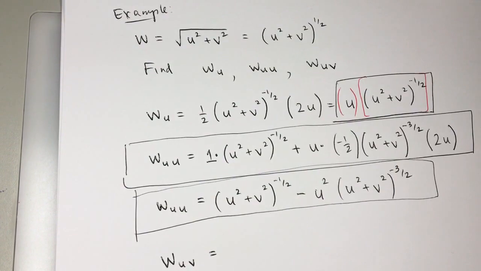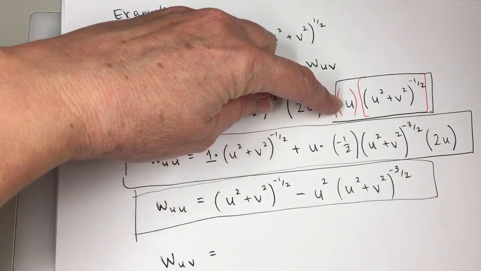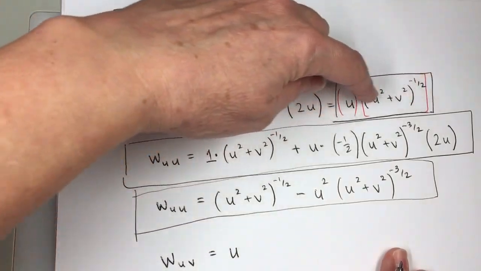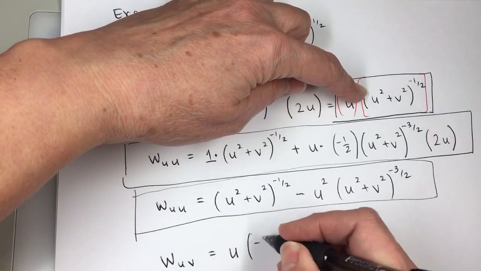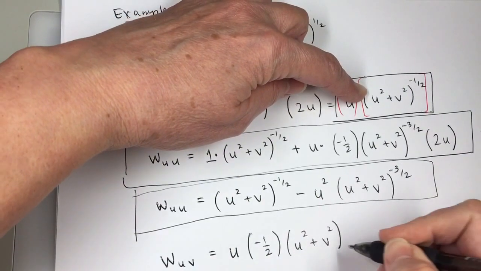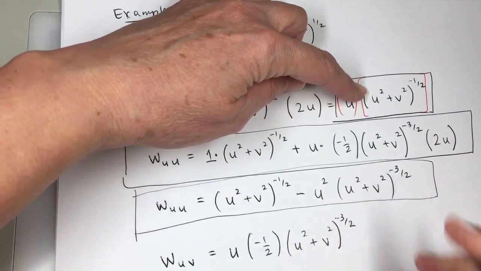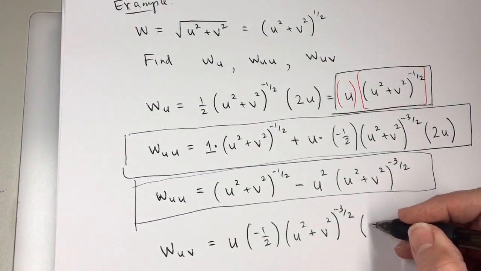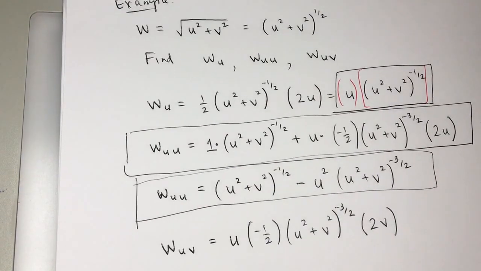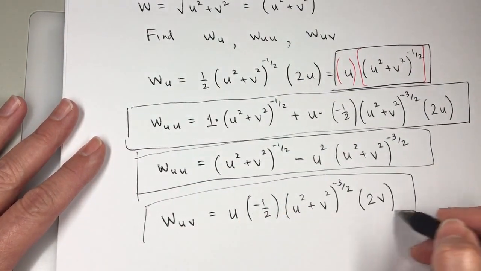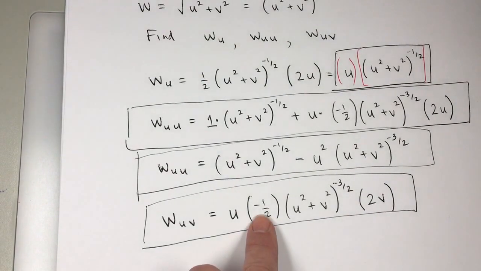What do you do in that case? You just keep it, right? So u, the constant, times the derivative of this part, which will be negative 1/2 times u squared plus v squared, use the power rule, to the negative 3/2 times what? What's the chain rule give me? 2v. There's my answer for the derivative of u and then with respect to v. If you want to clean it up, negative 1/2 times 2 is negative 1.